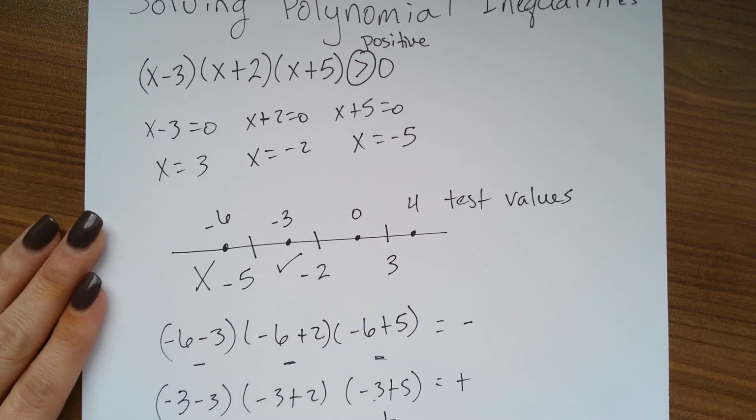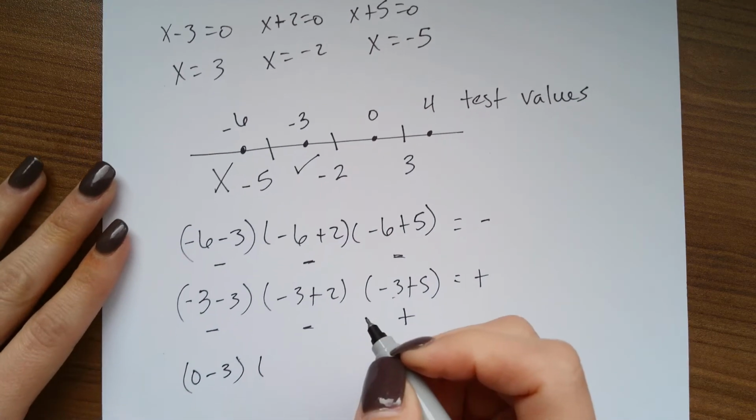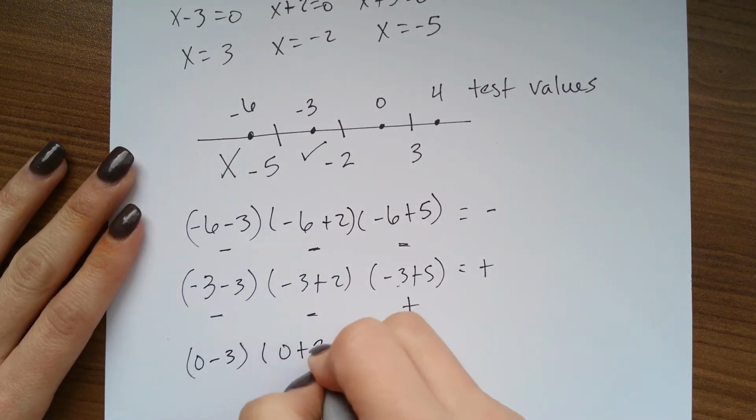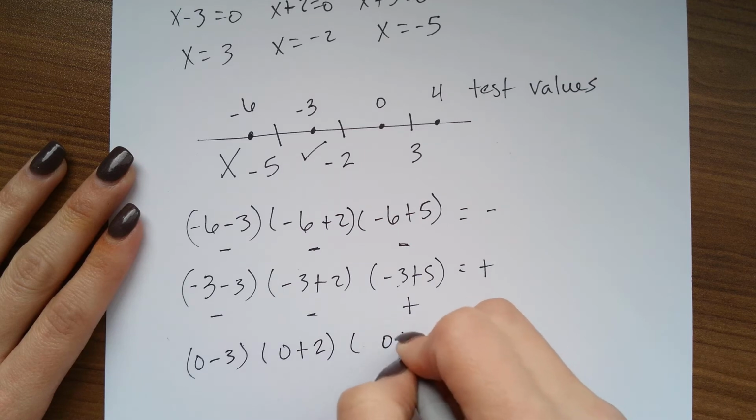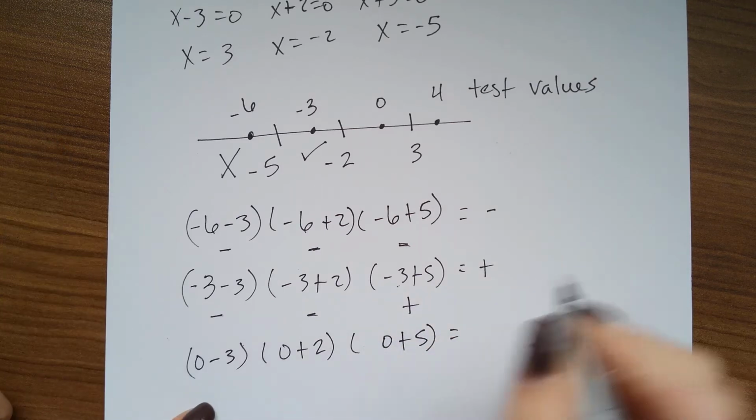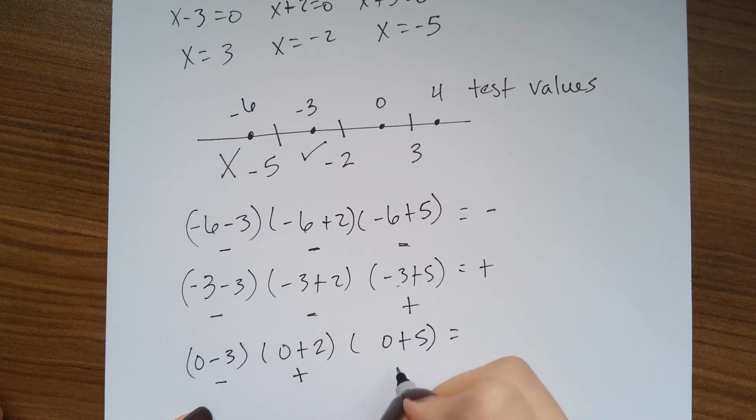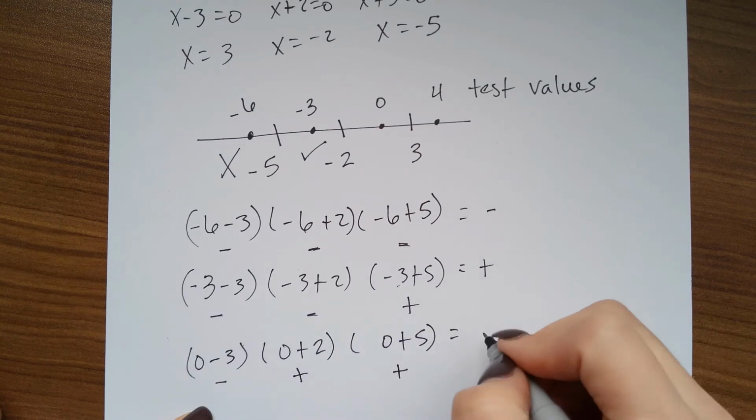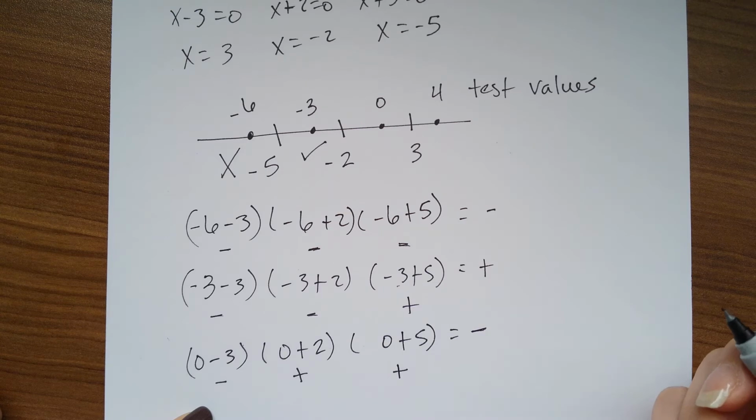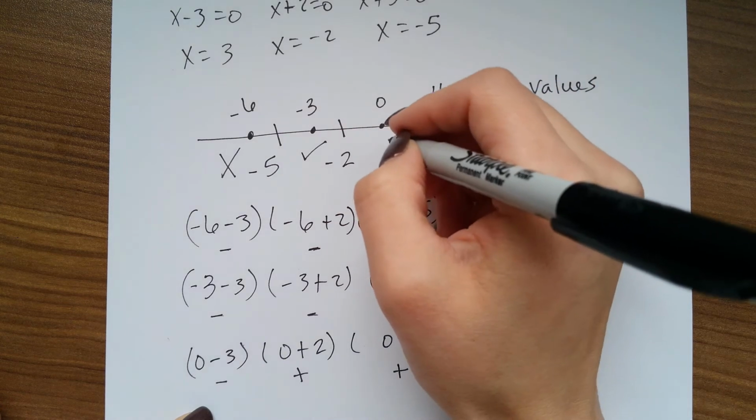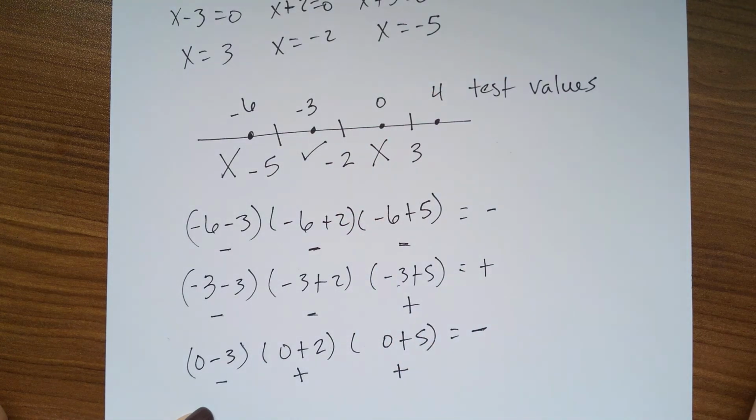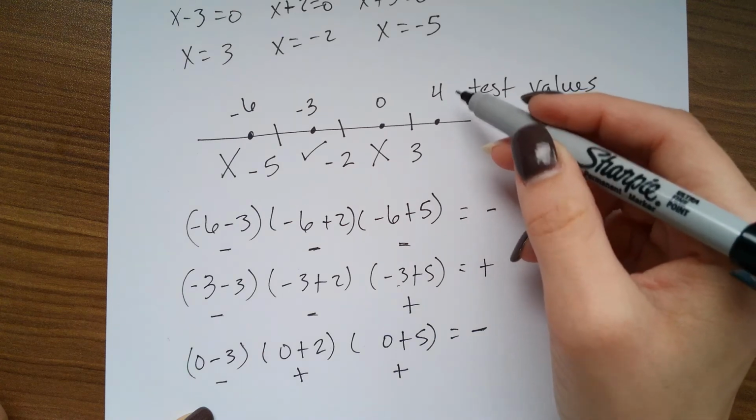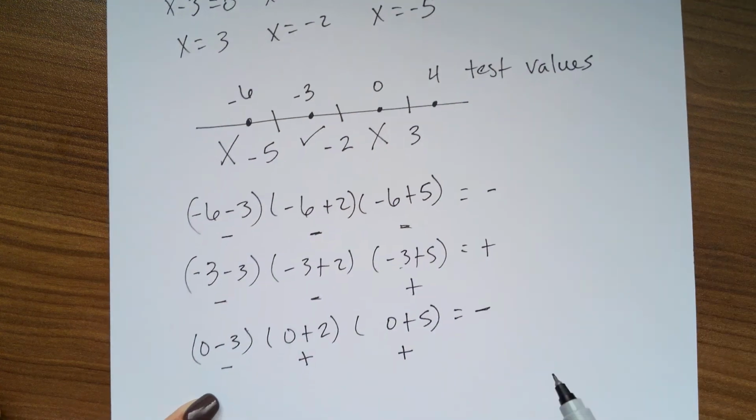And I'll pick my next test value, which is 0. So 0 minus 3, 0 plus 2, and 0 plus 5. So I have a negative, a positive, and a positive. A negative times a positive is a negative, times a positive is still a negative. We're looking for positive values, so I know everything in between negative 2 and 3 is not part of my solution. And last I'll pick my test value 4, plug that in.